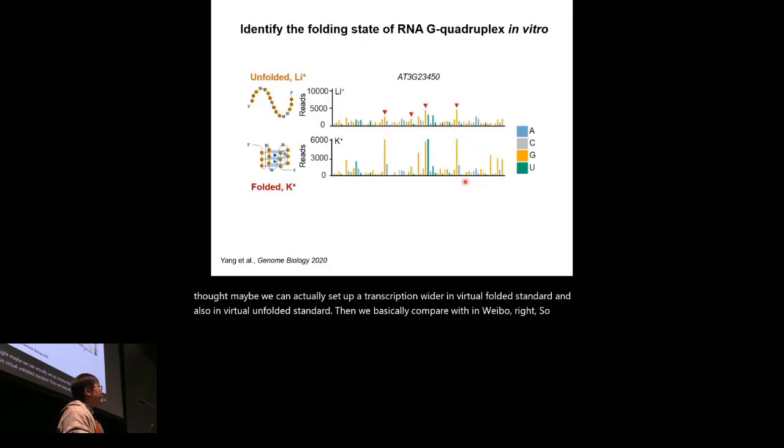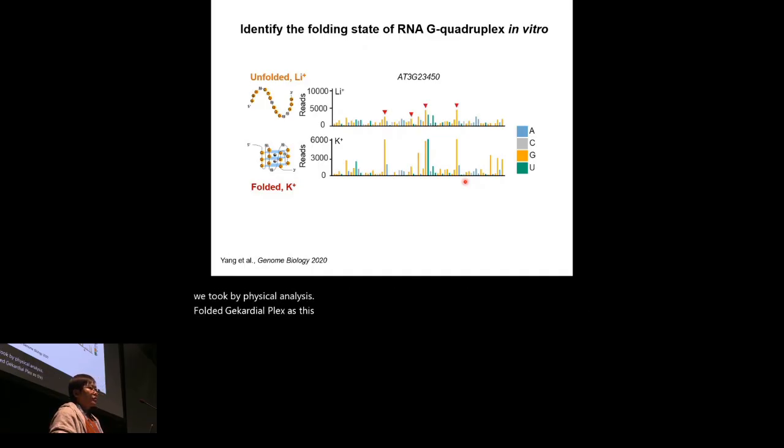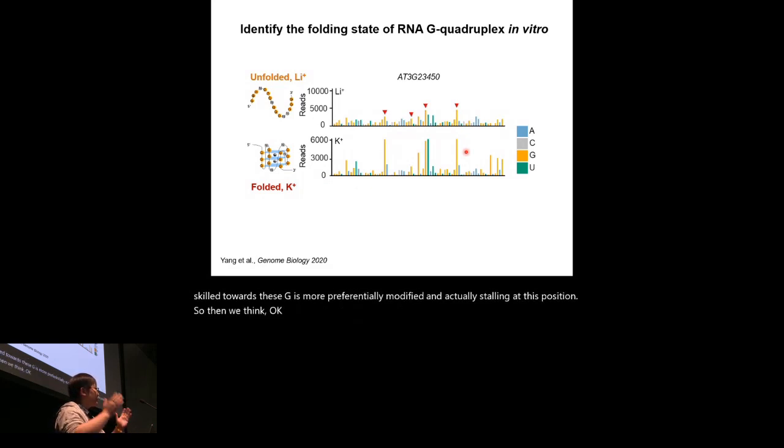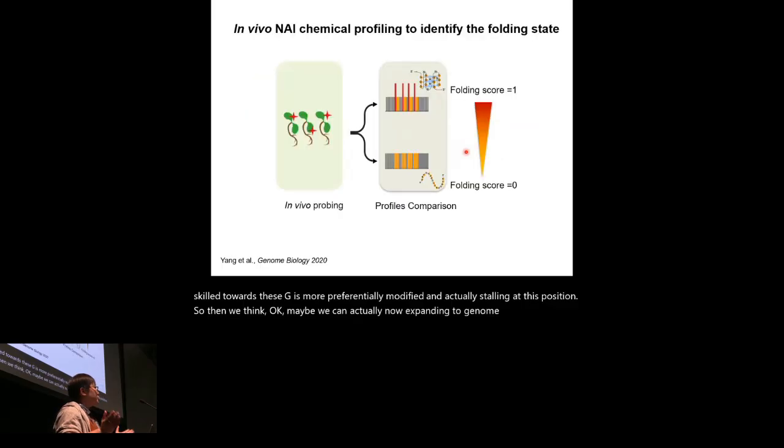So we took a biophysically analyzed folded G-quadruplex as an example. When we did the sequencing for that, you can see that in lithium, this G-quadruplex tends to have a more even distribution of stalling pattern. Then when it is folded in potassium, it is more skewed, with these Gs more preferentially modified and stalling at this position. So we thought, okay, maybe we can now expand to genome-wide. We did a genome-wide library to compare in vivo to the in vitro folded status and the in vitro unfolded status, and generated something called a folding score.